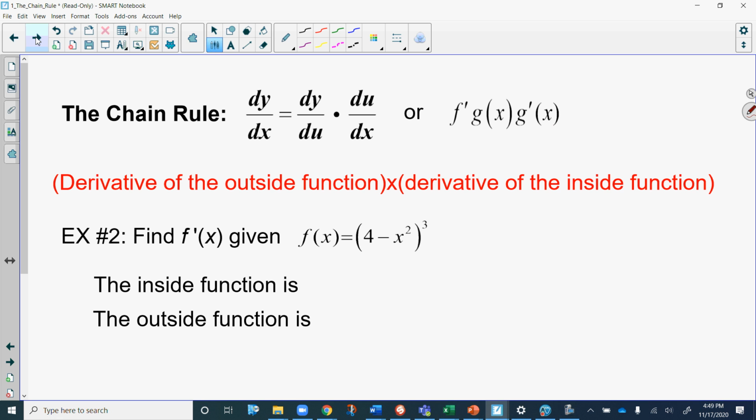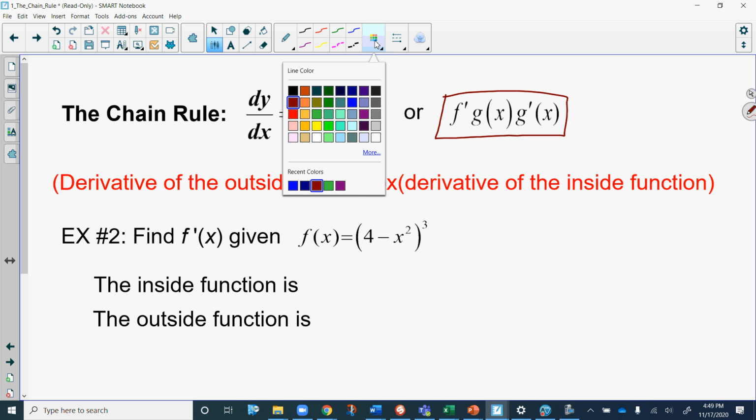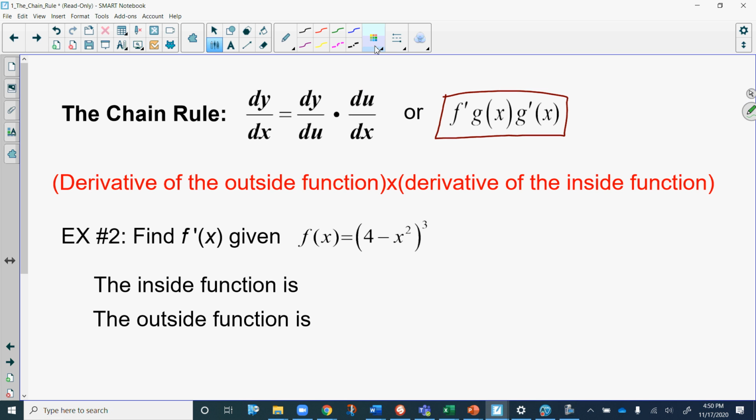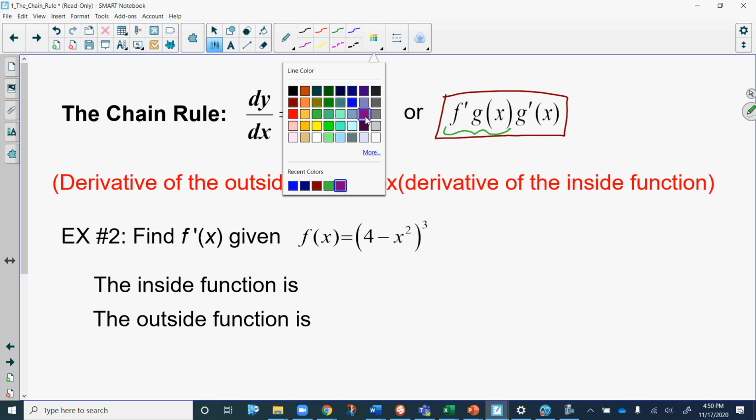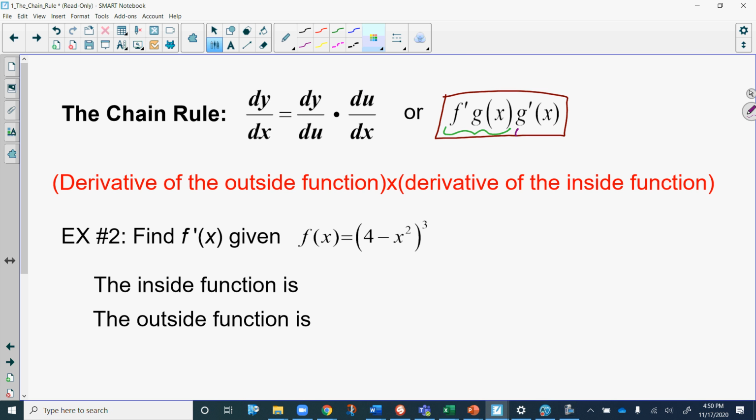So the chain rule, again, I kind of look at it like this: the derivative of the whole thing multiplied by the derivative of the inside. The derivative of the whole thing multiplied by the derivative of the inside. So you can see, probably need to have parentheses around that. So let's go on here. Let's see what we can do.